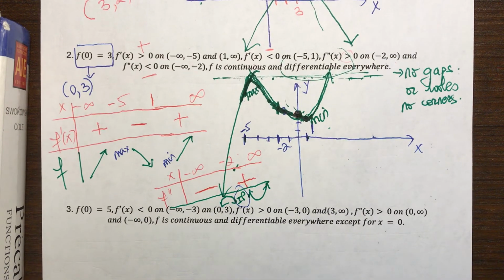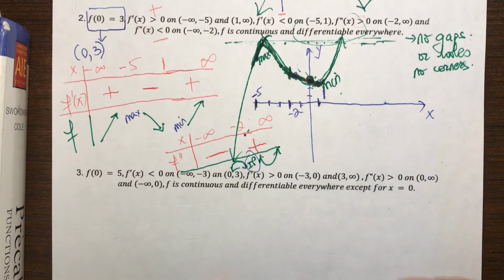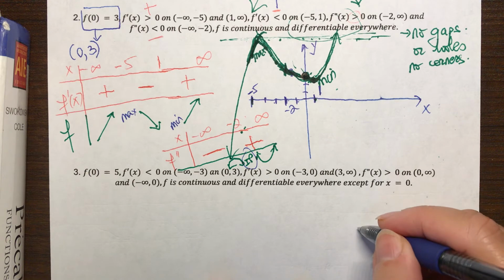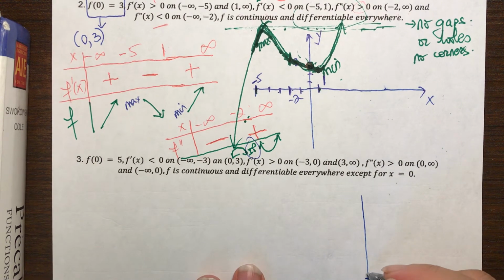Okay, and finally, this is it, last one. f of 0 is equal to 5. This is one point on my graph, right?